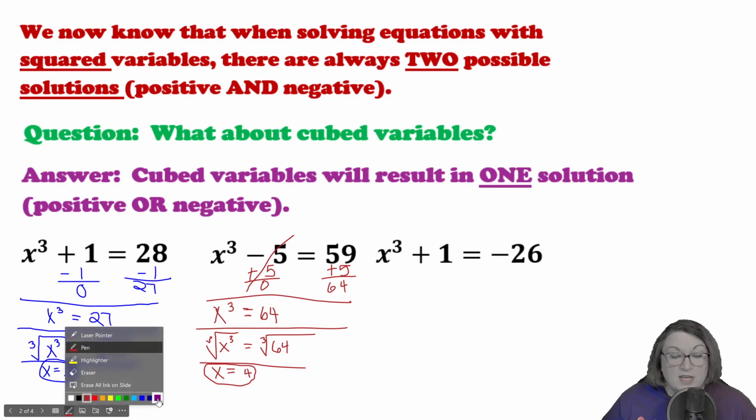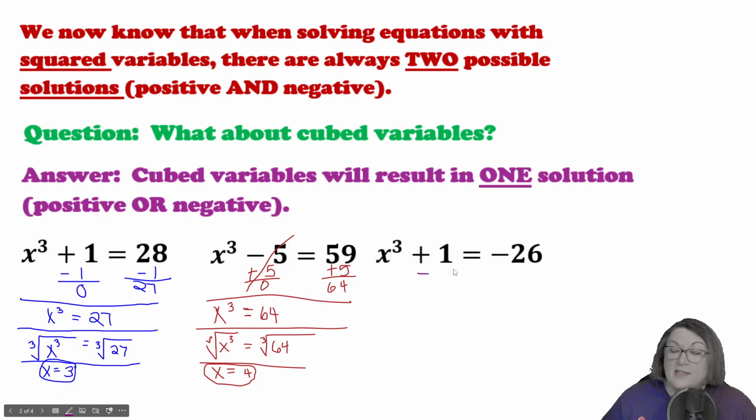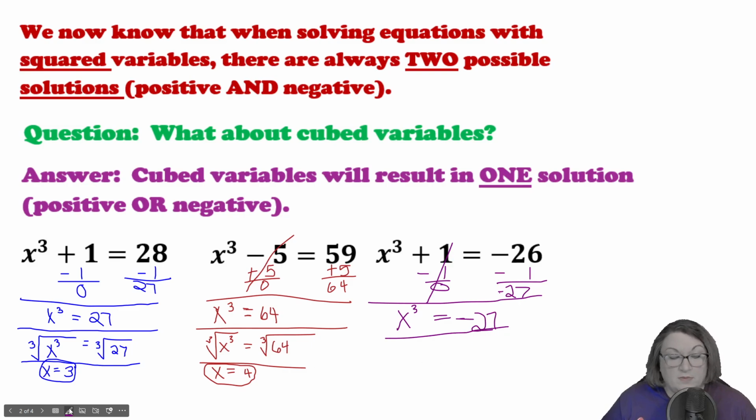Let me change colors again. And this time we're subtracting 1 from both sides to start off this solving of the equation. And we end up with x cubed equals negative 27. Negative 26 minus 1 is negative 27. And of course, we do the same thing that we did in number 1. Well, that's okay. We take the cube root of both sides.